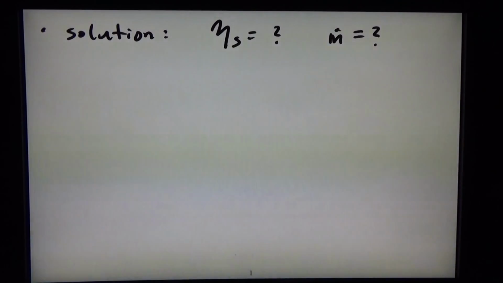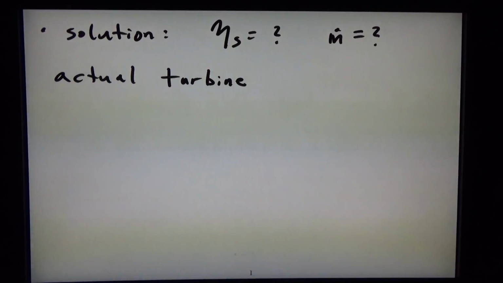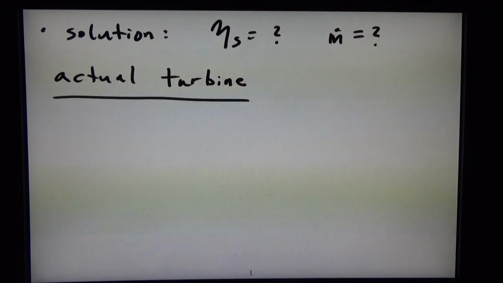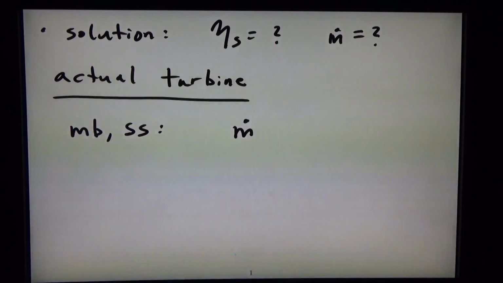Okay, so first thing that we're going to do with the isentropic efficiency problems is we're going to look at the actual device, and we're going to solve the actual device. So for the actual turbine, the mass balance says we have a constant mass flow rate through the turbine, but we don't know velocity or area of the inlet or the exit, so we're not going to be able to use this equation to calculate mass flow rate.